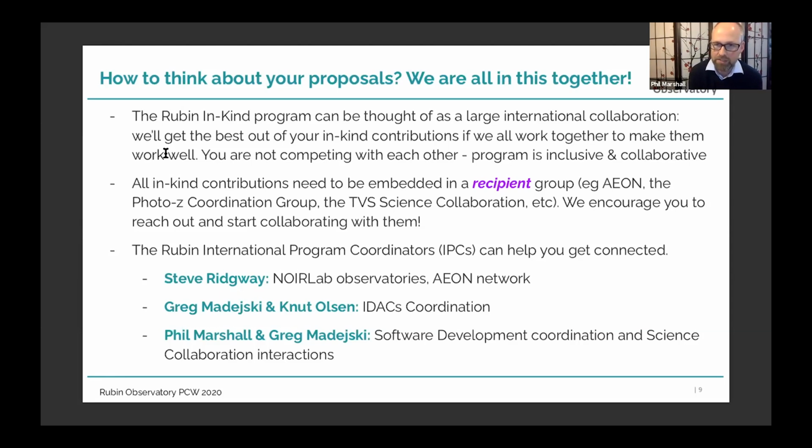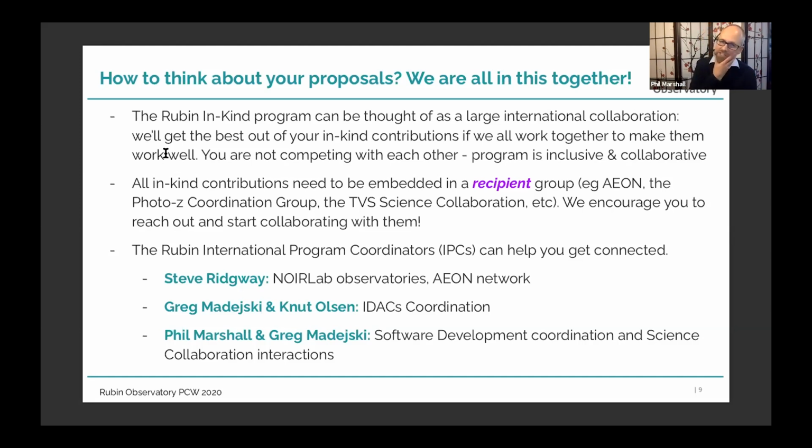We're trying to be inclusive and collaborative. We're here to help you write these proposals in order to help you get data rights. Likewise, you'll be getting help from other places as well, most obviously the recipient group for each contribution. But there also could be situations where it's helpful to talk to the other teams that are thinking about similar things, so that we can coordinate your proposals and make each one of them successful.